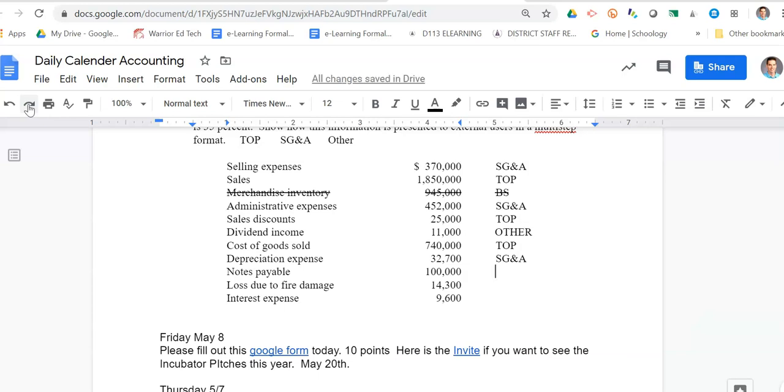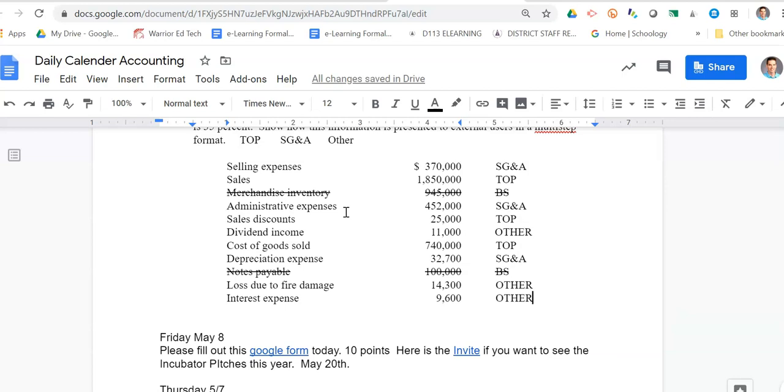Notes payable, here we go again. Another curveball. It's like a curveball changeup. I don't know if that's even a pitch. Notes payable, that's a liability, so it is not on the income statement. That's a balance sheet item. Loss due to fire damage, that's an other gain and loss for the business, so that would be under the other section. And then interest expense is also an other. So once you label those, you're ready to jump into the actual making of the financial statement.